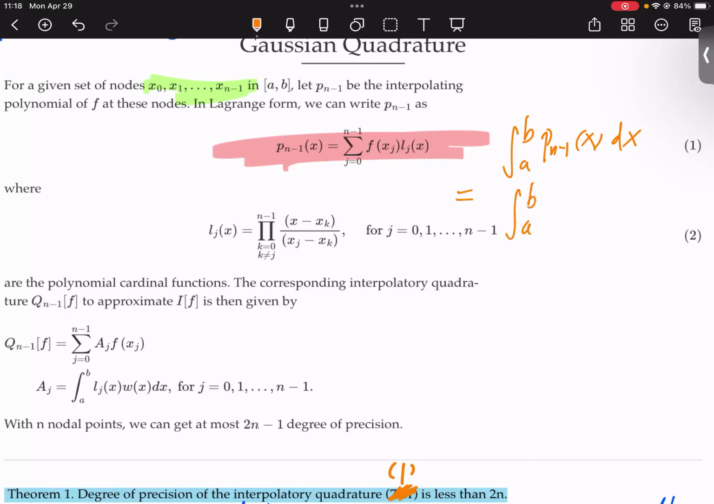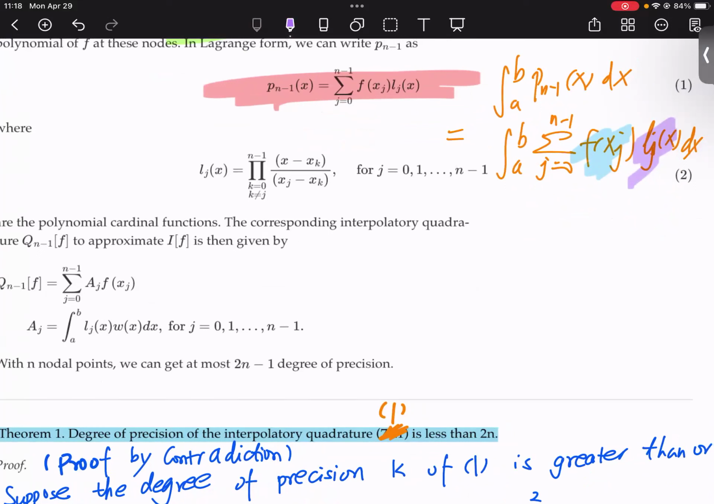And if I do the integration, what can I get? I get this. This part is just a constant, because it is the function value at a node point. And this is the basis function l_j(x). When I do the integration, I can move the summations out, and I can also move this constant out. The integration is all about the basis function.